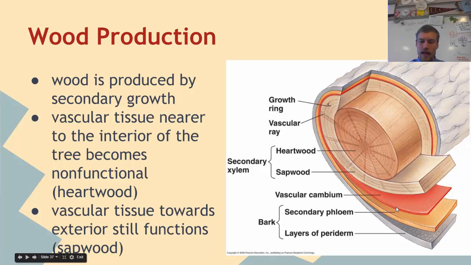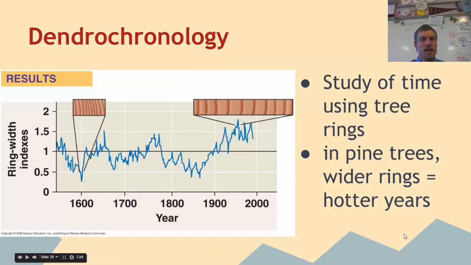And then you've got your vascular cambium that's producing the xylem on the inside, the phloem on the outside, and then you've got the periderm on the outside being produced by the cork cambium. Now we can use these tree rings, these periods of growth, in order to study time. And just as a side note, pine trees, wider rings equals hotter years.